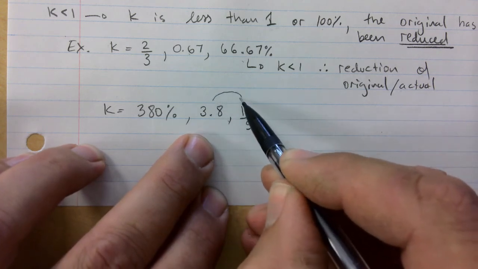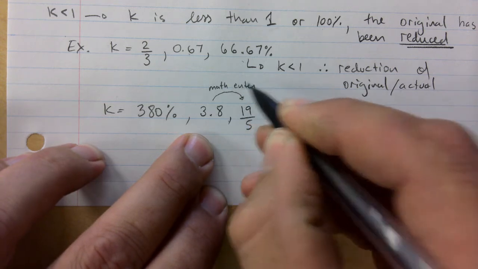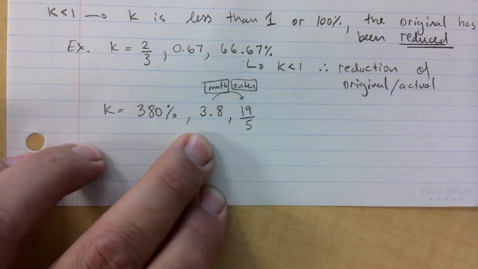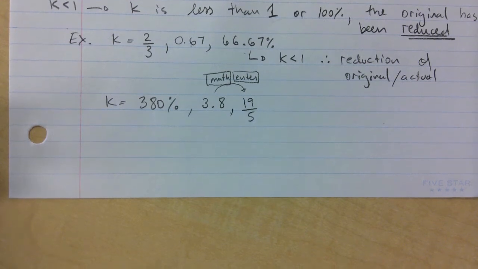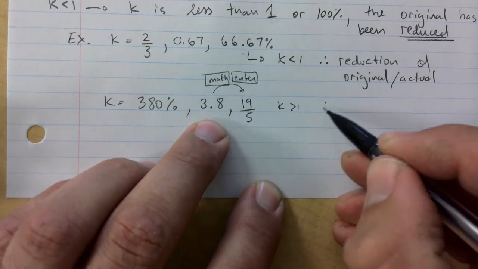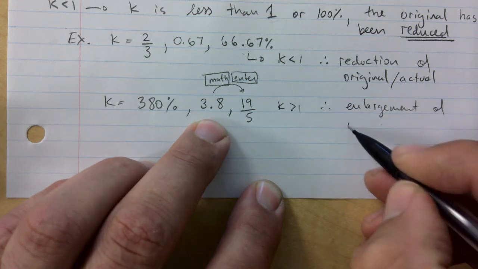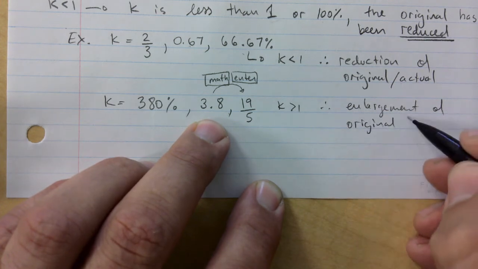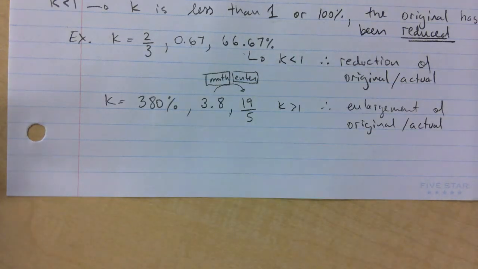How did we get from here to here? Math, right? And then enter. That's basically what we did. Not always. Some decimals, it cannot do it. Like if it's an infinite decimal, it always keeps repeating in various patterns. It cannot do it, but most of the time you'll be fine. So anyways, K in this case is obviously, just by looking at that, greater than 1. Therefore, enlargement of original or actual, right? So we always look at what happened to the original to get the new or the diagram.